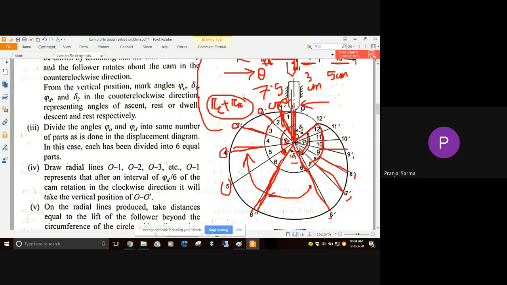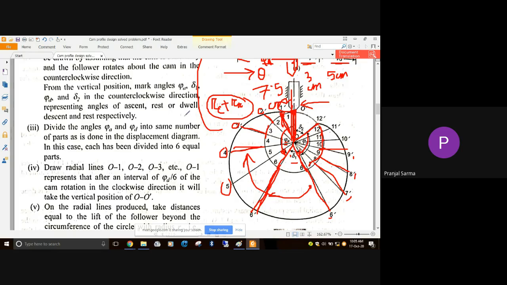So now what will be our task? As it is a knife edge type of follower, considering the starting point as the knife edge, because we already know the knife edge is directly in contact with the cam, so considering this point as the starting point, all those 1 dash, 2 dash, 3 dash, 4 dash, 5 dash, 6 dash, next once again 6 dash, etc., you are going to join them with a smooth curve.